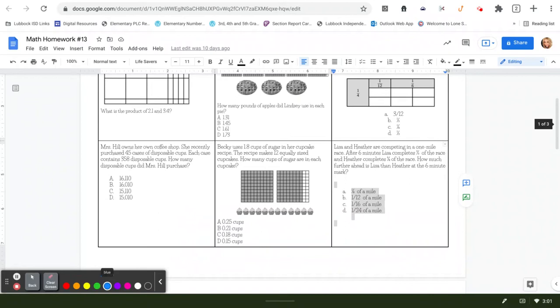Becky uses 1 8/10 cups of sugar in her cupcake recipe. The recipe makes 12 equally sized cupcakes. How many cups of sugar are in each cupcake? This is the same thing as the other one where it's like, well, how did they want you to use this exactly? Did they want you to draw a line to each one? It just feels a little distracting, but we know that we could do 1 8/10 divided by 12.